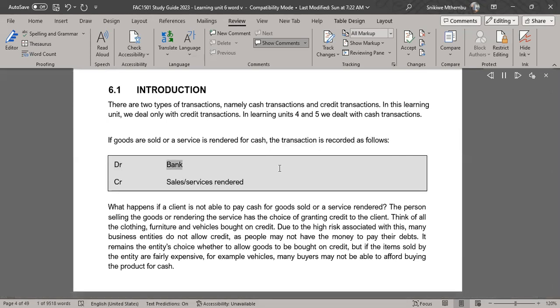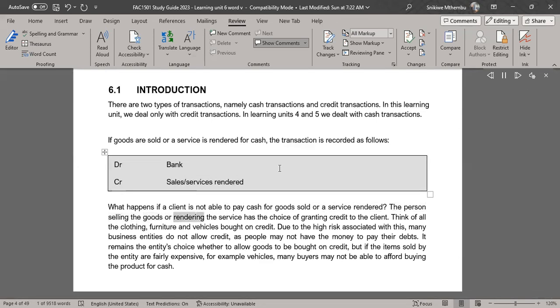Dr. Bank. Cr. Sales/services rendered. What happens if a client is not able to pay cash for goods sold or a service rendered?